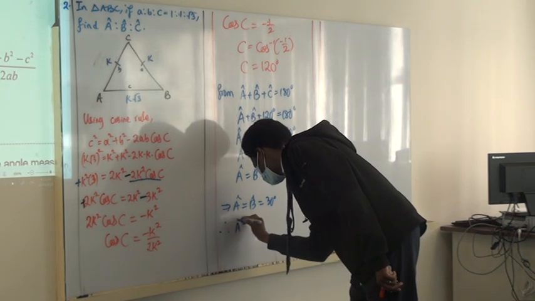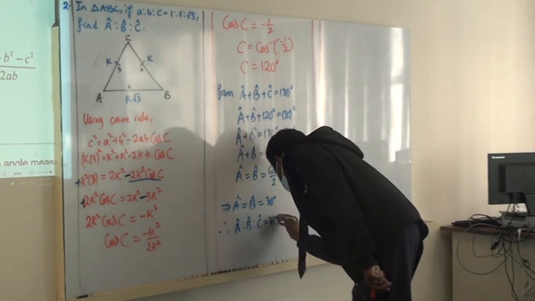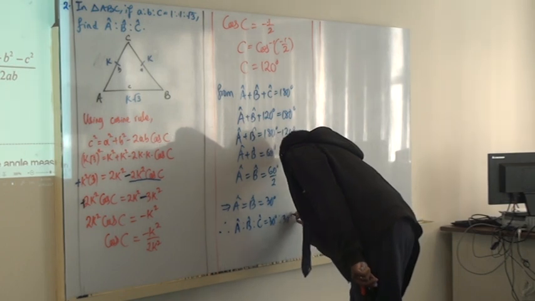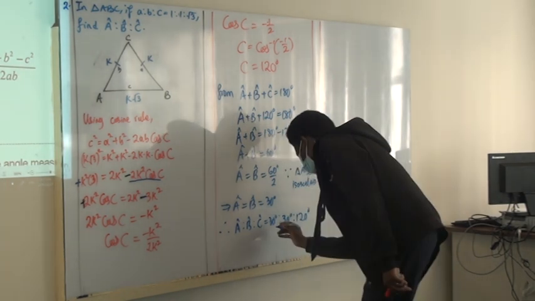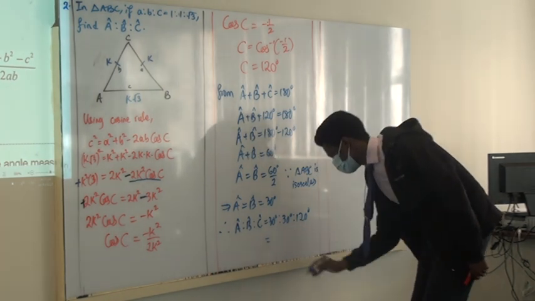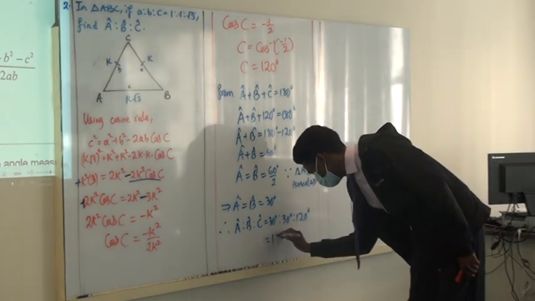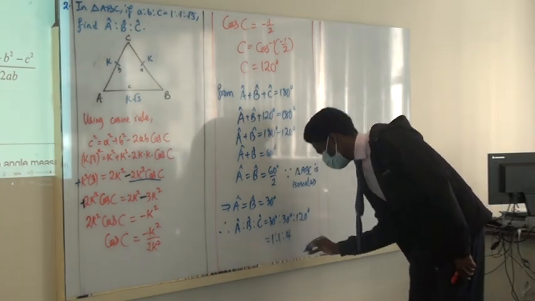Then you can make a conclusion. Therefore, angle A ratio angle B ratio angle C is going to be 30 ratio 30 ratio 120, which is equal to what finally? 1 ratio 1 ratio 4. Oh, yes.